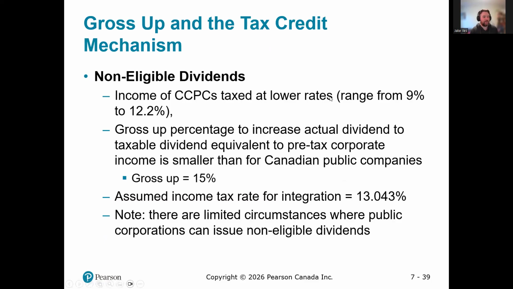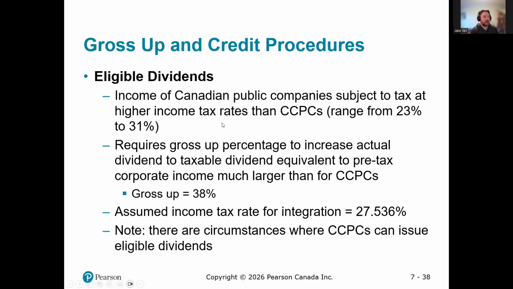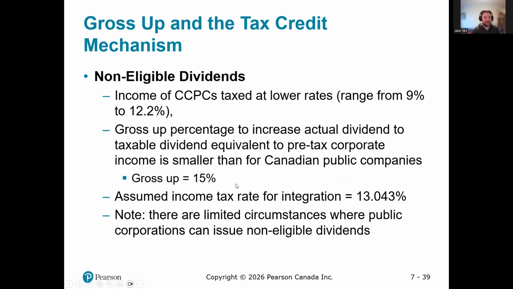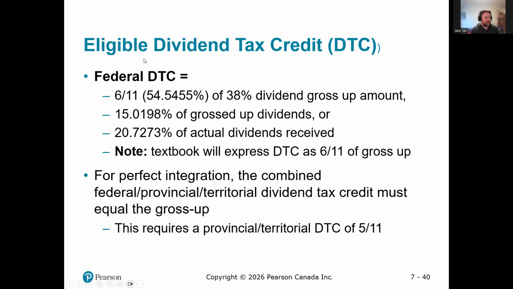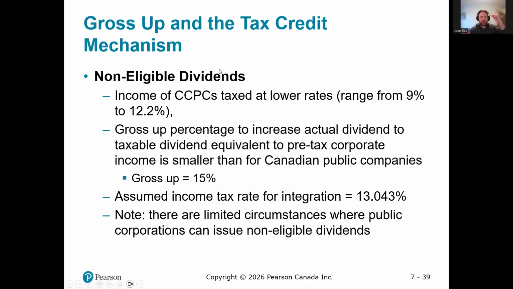CCPCs in Canada have a range of taxes from 9% to 12.2%. So they need a smaller gross up to return them to that original income amount. So non-eligible dividends are treated almost the same as eligible dividends. Instead of a gross up of 38%, their gross up is 15%. So that gets us step one. We've got a dividend. Step one is gross it back up, whether 38% or 15%, to an income amount.